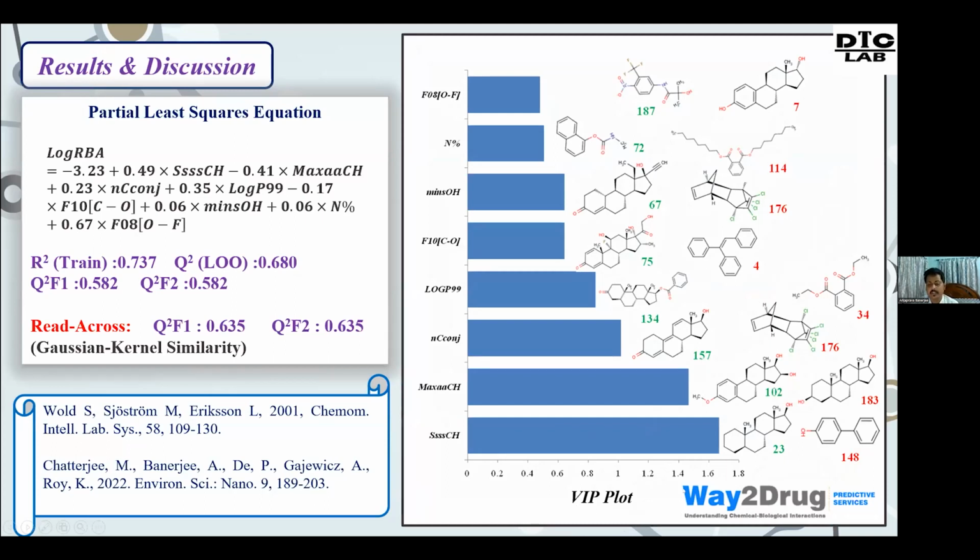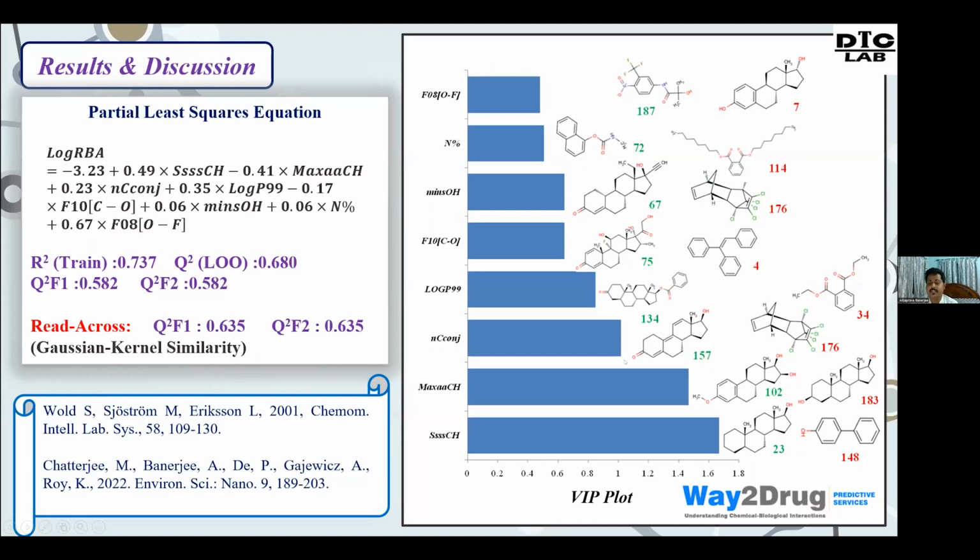So this is the VIP plot where the descriptor SssCH has been found to be the most important, and this signifies the presence of a steroidal nucleus in our data set. Compound number 23 has a higher SssCH descriptor value, and compound 148, since it does not have a steroidal nucleus, has a low SssCH descriptor value, and thus this moiety induces hydrophobicity and thus produces receptor binding affinity.